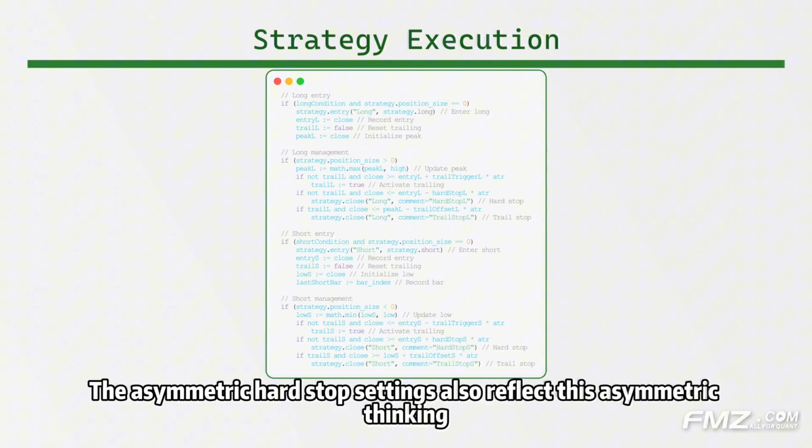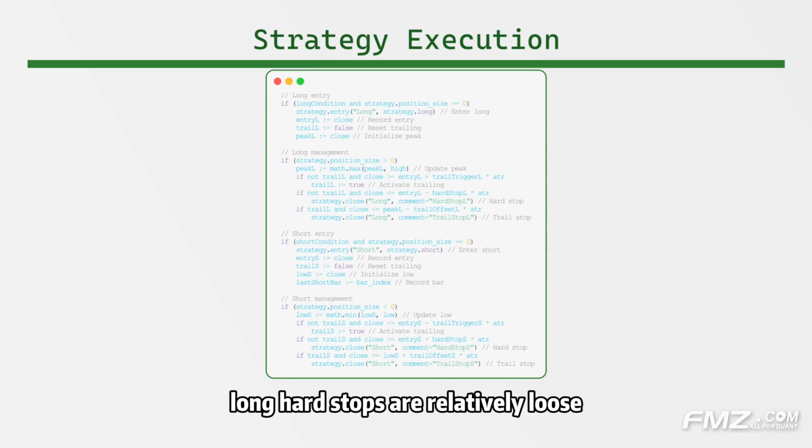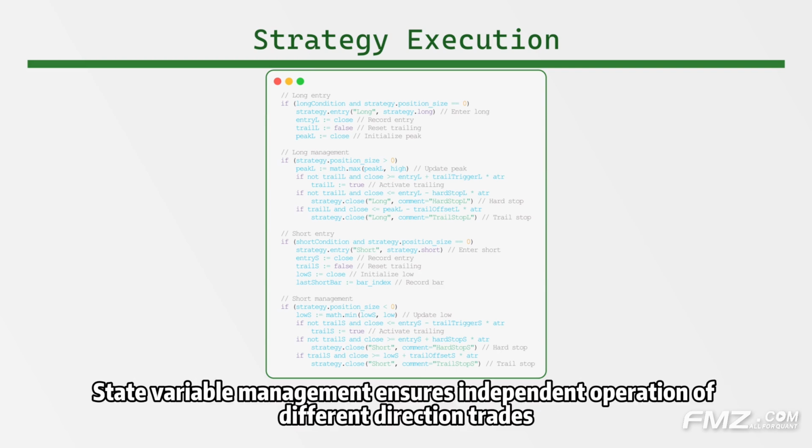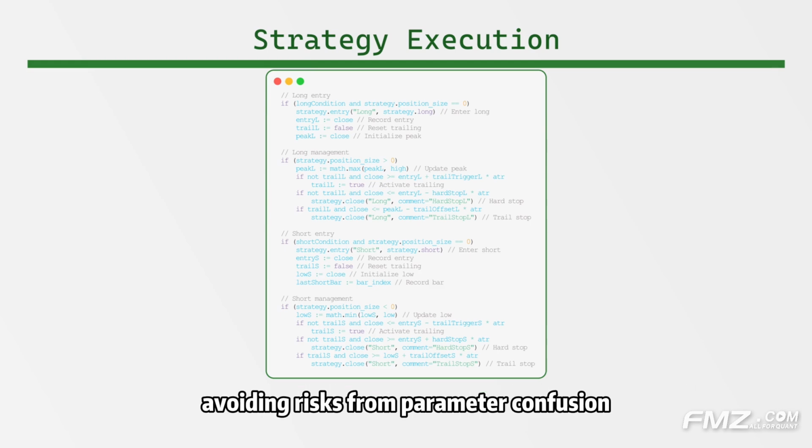The asymmetric hard stop settings also reflect this asymmetric thinking. Long hard stops are relatively loose, while short settings, though seemingly more lenient, actually embody more cautious risk control attitudes, considering strict short entry conditions and rapid market decline nature. State variable management ensures independent operation of different direction trades, avoiding risks from parameter confusion.